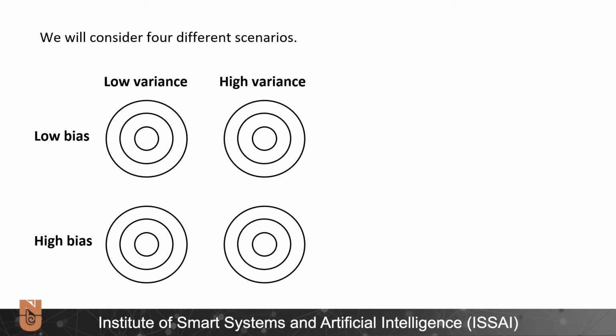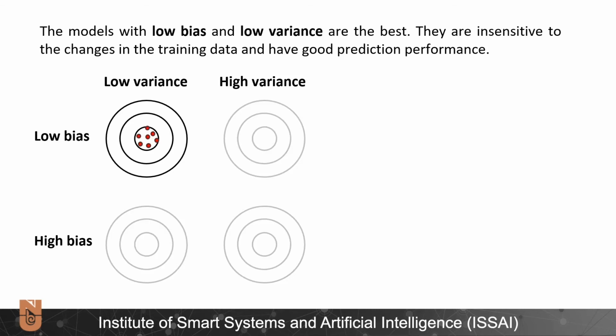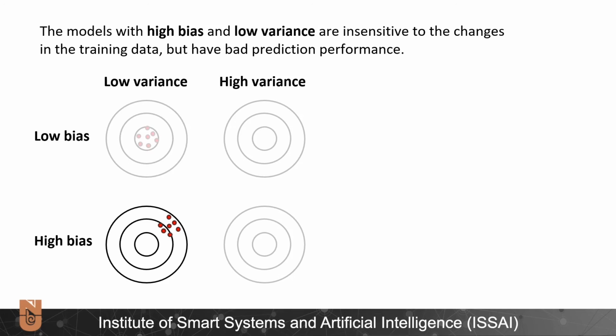We will consider 4 different scenarios. The models with low bias and low variance are the best. They are insensitive to changes in the training data and have good prediction performances. The models with high bias and low variance are insensitive to the changes in the training data, but have bad prediction performances. This scenario corresponds to underfitting.